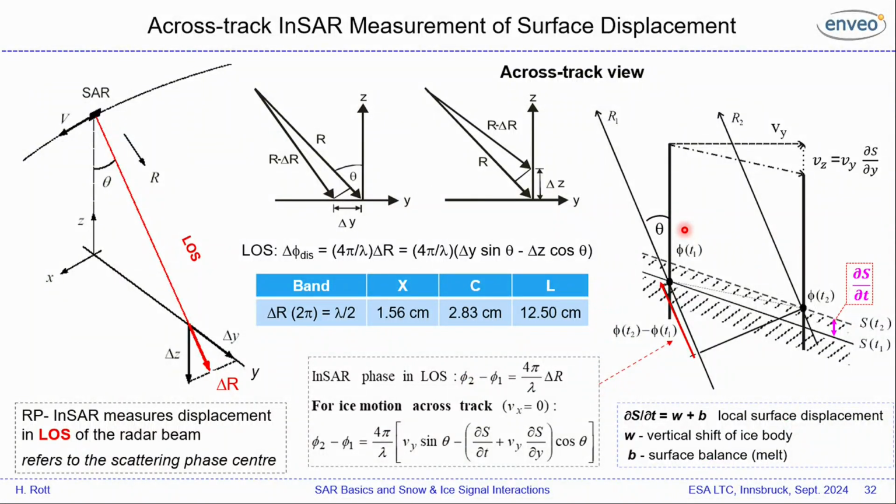Now, the across-track interferometric measurements of surface deformation we measure in slant range only, which means that it includes contributions along-track, across-track, and in the vertical direction. This is a cross-track view, and this would be the total signal. It's given by the movement component across track, delta y, and then the vertical.